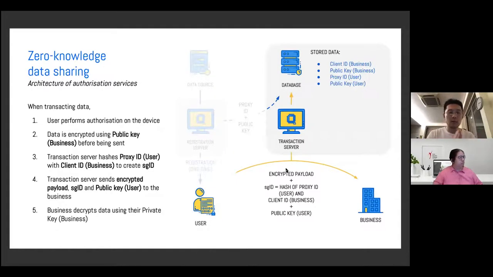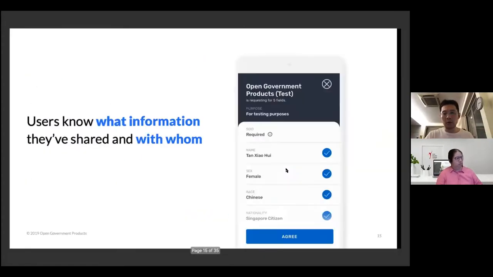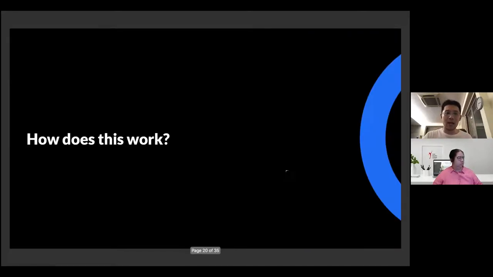Next, when we share data to a business. So what happens is, let's say the business requests some data, right? I showed you the screenshot earlier. Here, you will get a request saying, let's say my team is asking to share your information. You see the request and you click agree. All right, so what happens after that?